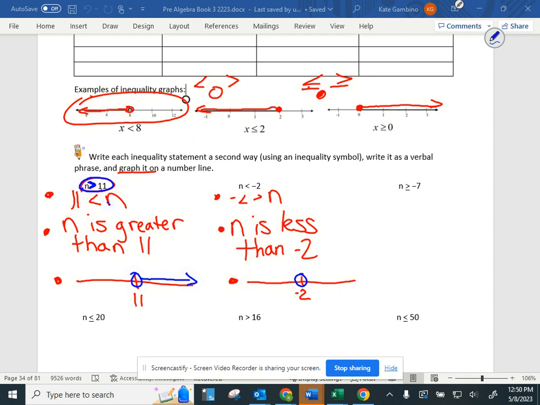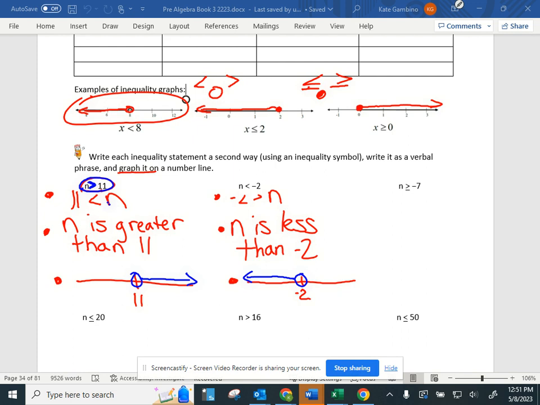So then what else, Emily? And then you draw the arrow going to the left. Why am I drawing the arrow going to the left? Because n is less than -2. Less than goes to the left, greater than goes to the right, if you have your variable first. It flips when your variable isn't first. You have to really think about it. N is less than -2. So when you're graphing it, if they give you the variable second, you can flip it so that variable is first, so you know which way to point the arrow.